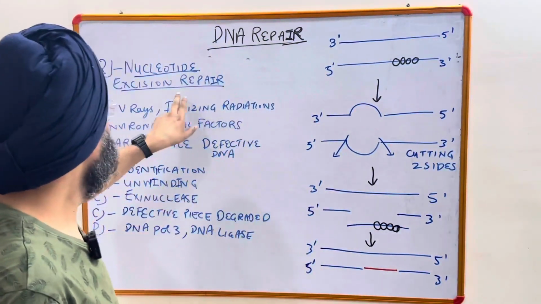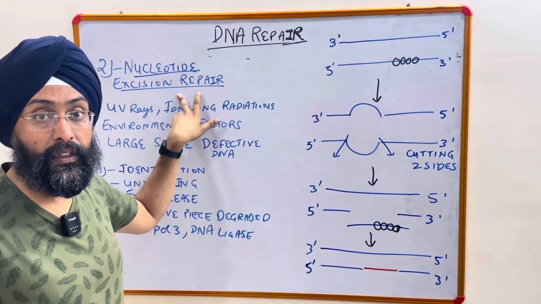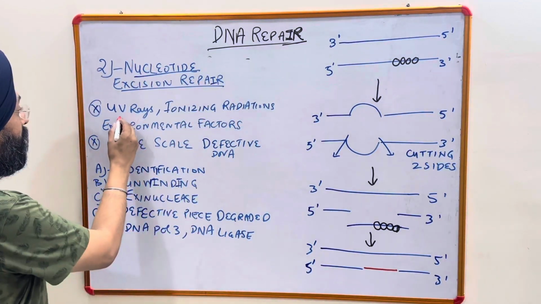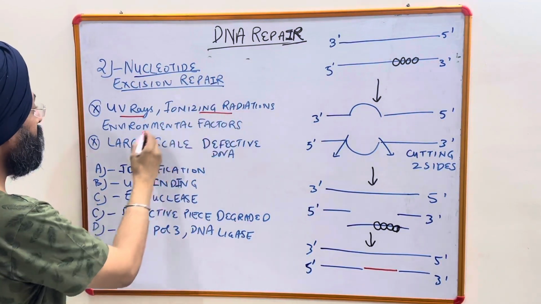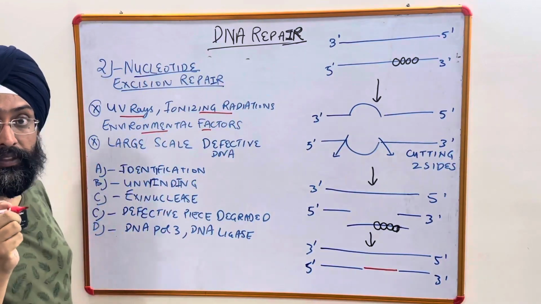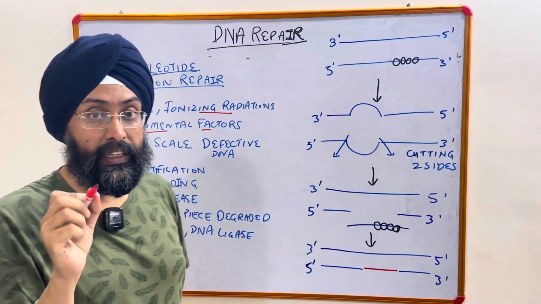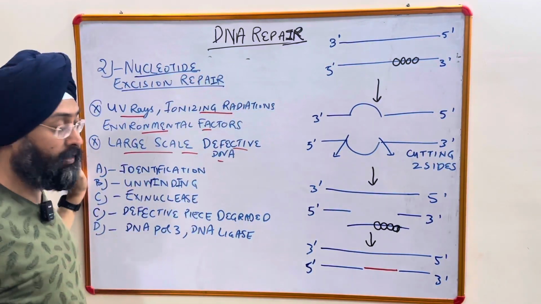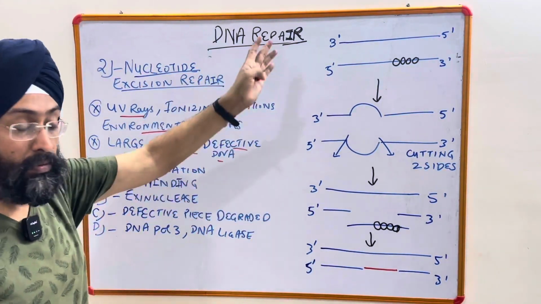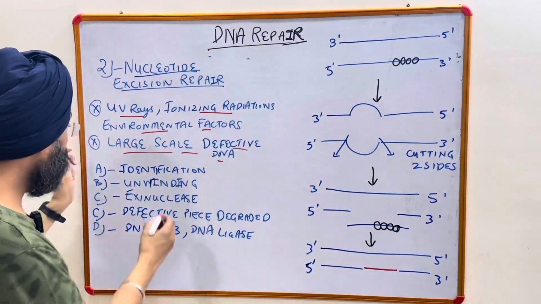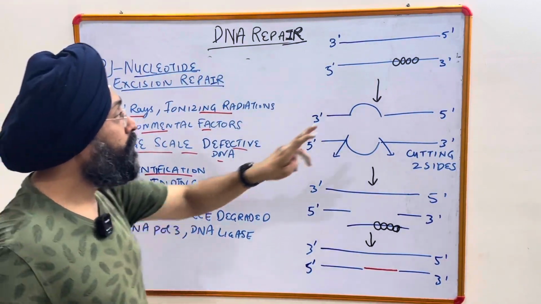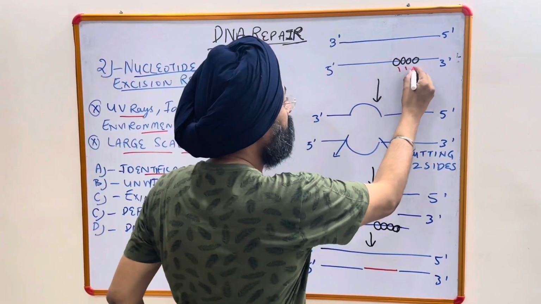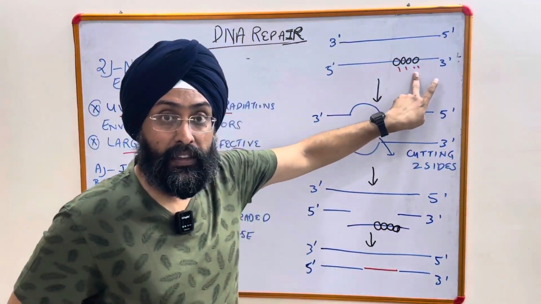Now the second repair is nucleotide excision repair, right? It can happen with UV rays, ionizing radiation, and environmental factors that cause damage, and it is specifically selected when there is large scale defective DNA, right? So how is repair done? First there is identification, right? So these black ones, this one, this one, this one are the defective DNA.